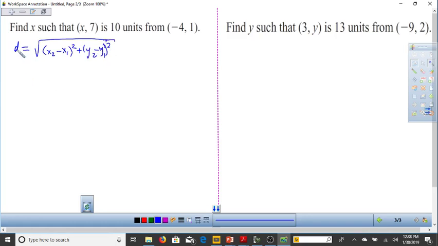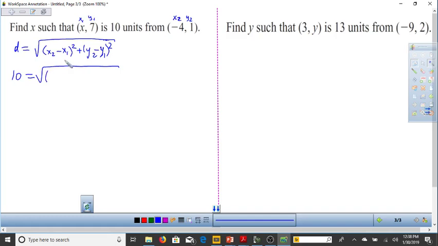Now, we know the distance is 10 units. And we also know we can call this x1, so we can call this x2, it doesn't matter. If I call this x1 and this y1, then this is x2 and this is y2. It doesn't matter which point I choose for x1, y1 and x2, y2, it will work out to be the same thing. So if you're more comfortable using the first point as x2, that's fine.